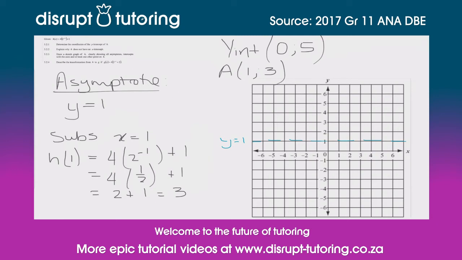So we've got a y-intercept of (0, 5). So that is that point over there. So that's our y-intercept. And then we've got the point A, (1, 3). So that's going to be this point over there. Okay. Right, so now we're going to connect those 2 points, and it needs to look like an exponential function. So it's going to look like something like this.